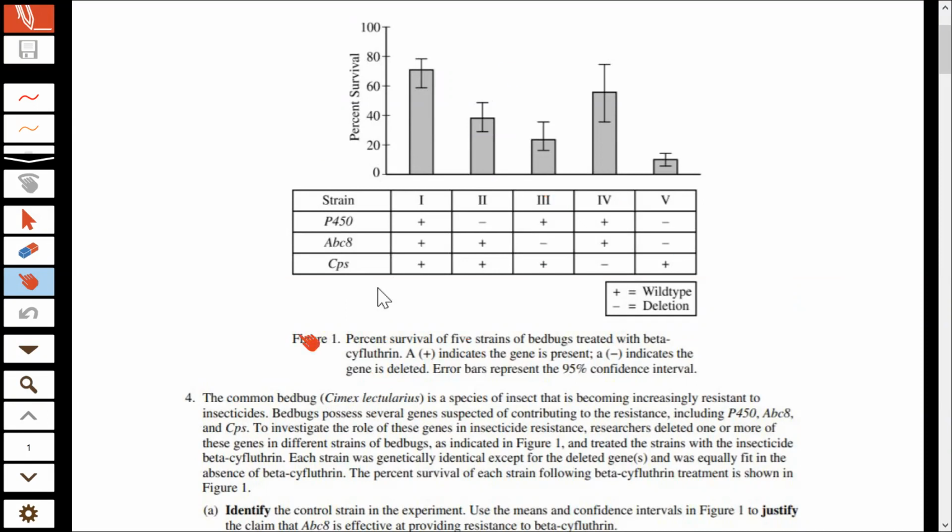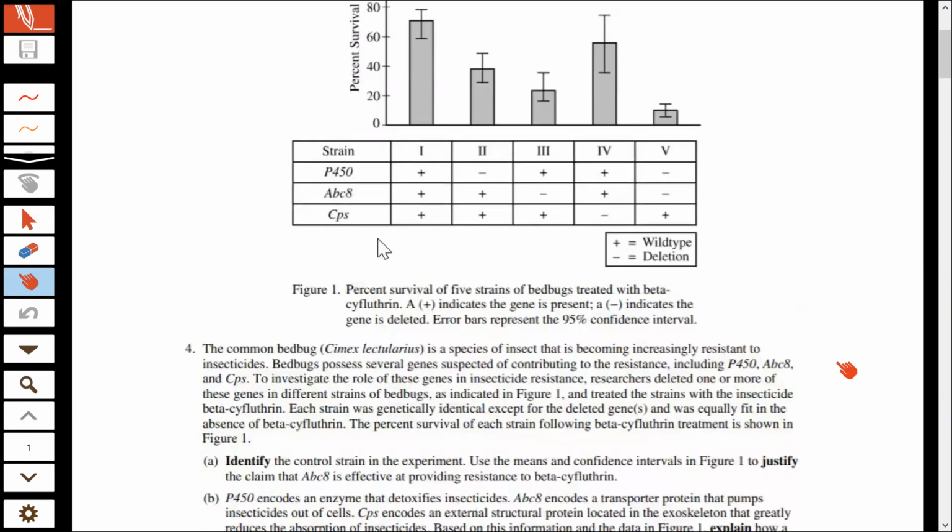We've got a graph here, and we'll look at our situation first. So the common bed bug is a species of insect that is becoming increasingly resistant to insecticides. Bed bugs possess several genes suspected of contributing to the resistance, including P450, ABCA, and CPS. To investigate the role of these genes in insecticide resistance, researchers deleted one or more of these genes in different strains of bed bugs, as indicated in Figure 1, and treated these strains with the insecticide beta-cyfluthrin.